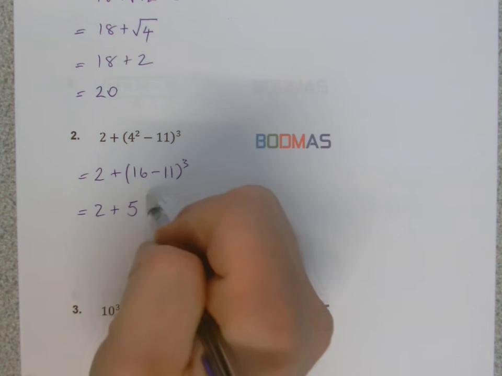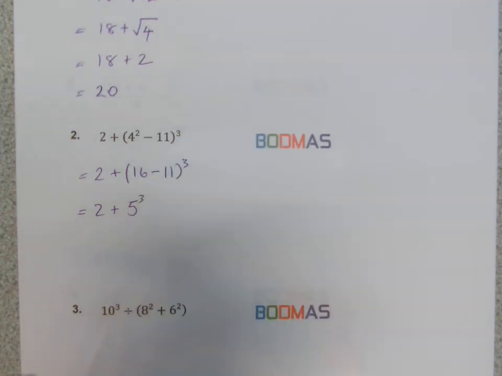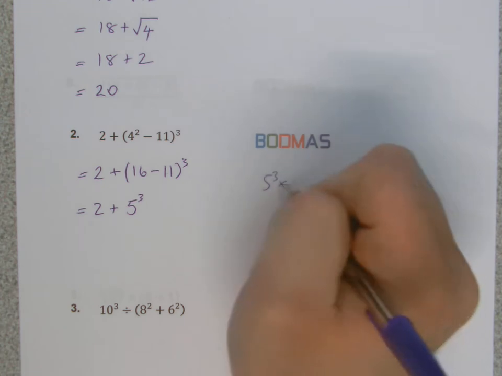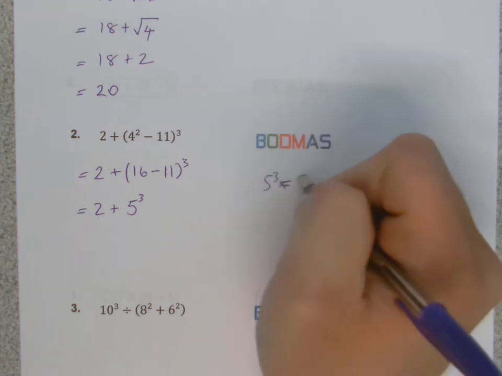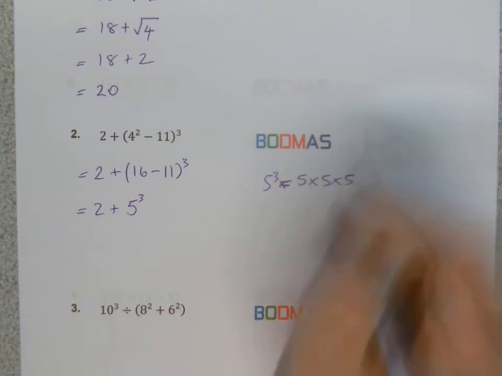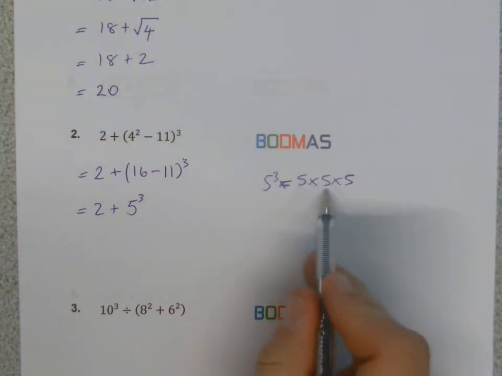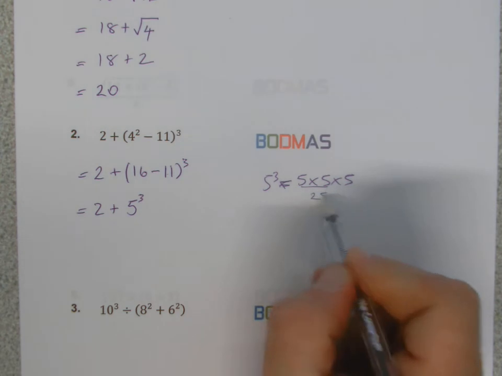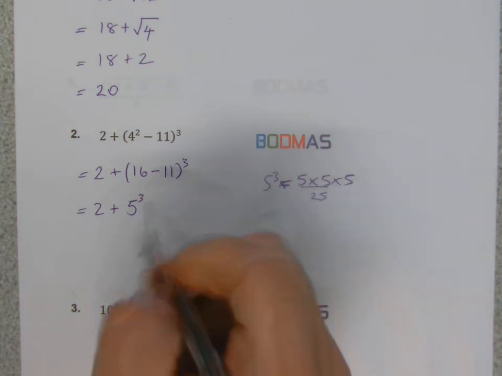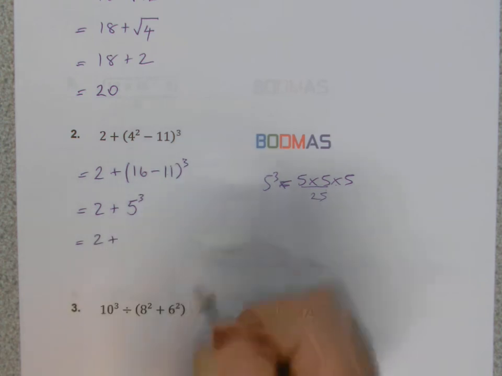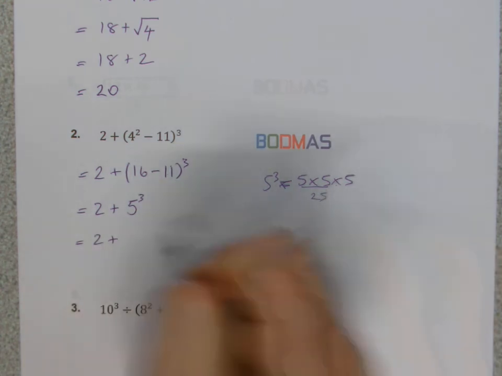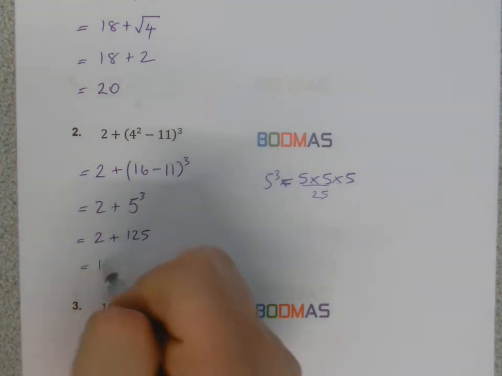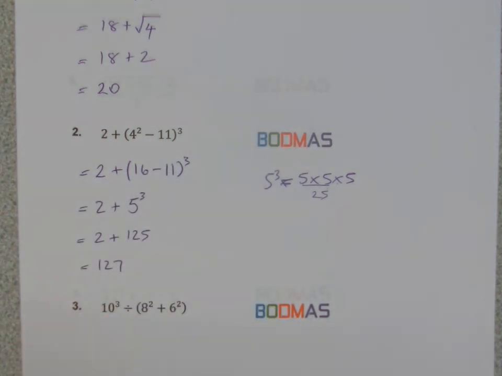Okay, so the bracket goes, and it's cubed, right? Now, cubed, of course, means to times by itself. So 5 cubed will equal 5 times 5 times 5. And 5 times 5 is 25, okay? So that becomes 25. And then I've just got to times it by 5 again, so I get 125, okay? 25 times 5 is 125. And then I can add, and I get my final answer, 127.